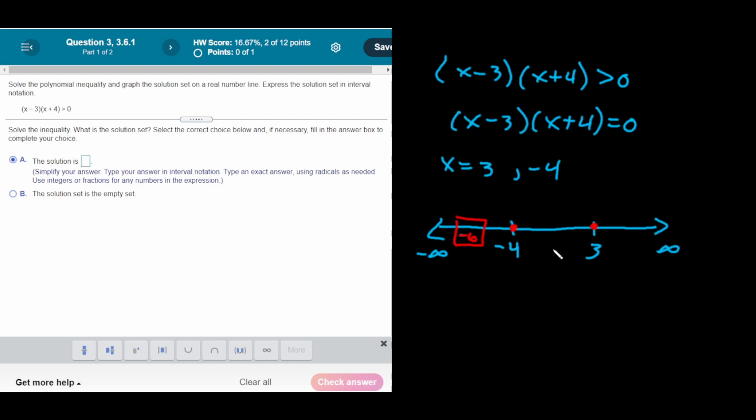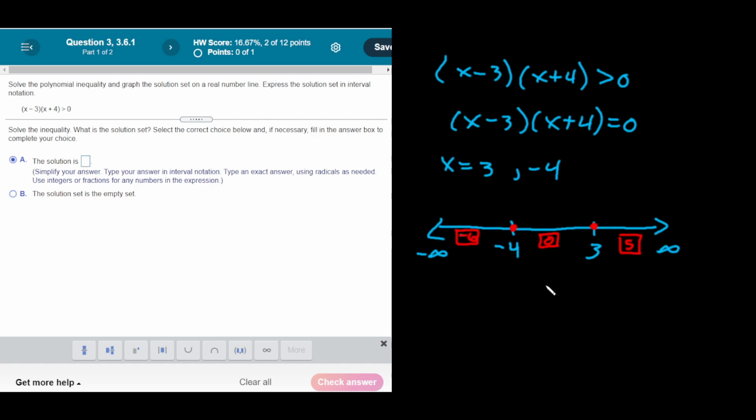Like, it's not really a part of our solution, but we just use it to know which way we're going to shade. We're going to do the same thing with the other regions. Okay, another test value between -4 and 3. We can choose 0. 0 is always in between a negative and a positive. And give me something greater than 3. We could choose 5 or 4, anything that's greater than 3.